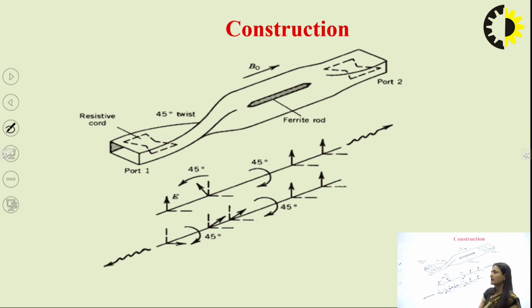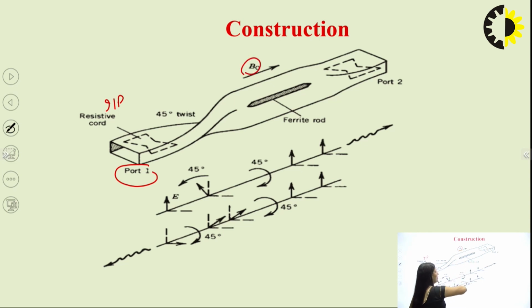So see, this is the complete construction of the isolator. This is your port number 1. This is the input resistive card, and here a 45 degree twist is given by the isolator geometry. After that, one ferrite rod is placed, and here we are applying one static field of B0, and this is your port number 2. See here, your TE10 mode is coming here.